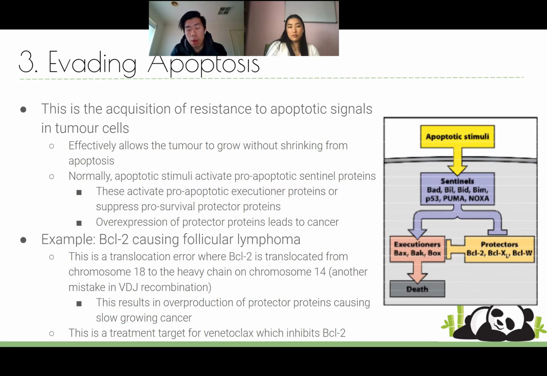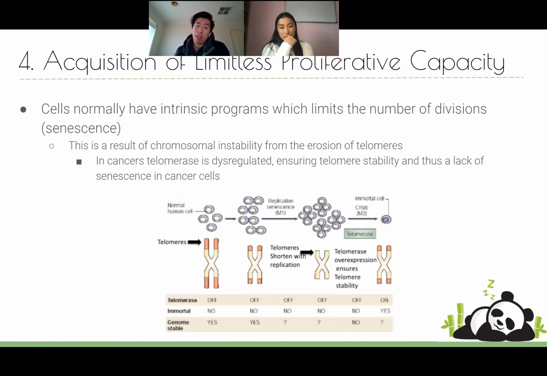Now, you can kind of imagine that because it's not really allowing them to grow, it's just allowing them not to die, it might not grow as fast, and therefore it might be a slower growing cancer. This is a target for venetoclax, but I don't know if that's all that important for you guys. Just knowing that's a thing is probably most important for you guys.